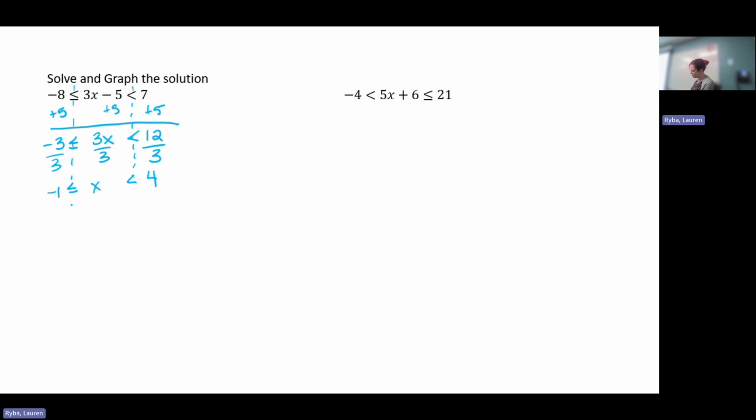So what this is saying is x is any number between -1 and 4, including -1. So I can include -1, but 4 is open because it is just a less than symbol. And then I can graph it the same way. So 0, -1, 1, 2, 3, 4. Put the square bracket on the -1, the parentheses on 4, and I would shade in between.